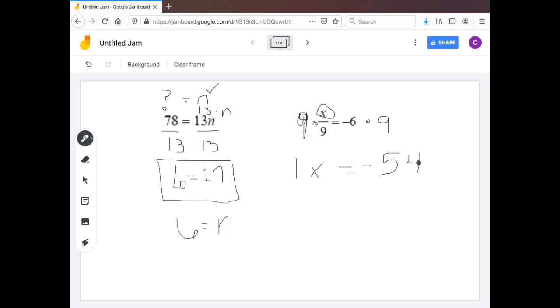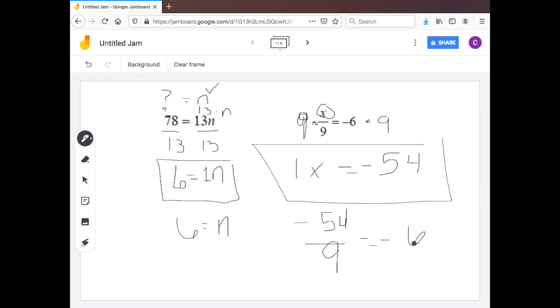These are the first two problems. They kind of lead you into solving for x. So we're going to do some more problems. That's the answer. And also, if you wanted to check, you can go back and plug in negative 54 over 9, and that would equal negative 6. All right, so it all works out. That's your check.